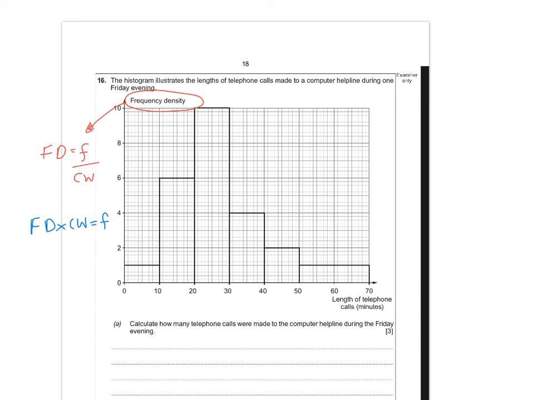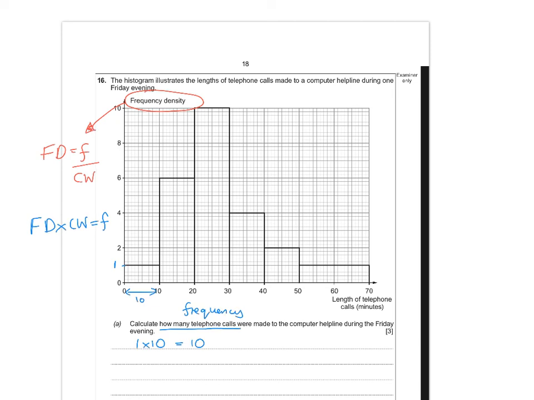So this question says, calculate how many telephone calls were made to the computer helpline during the Friday evening. So how many just means frequency. So it's the blue formula that I've written that I want to use. So reading off the frequency density here, 1, its class width goes from 0 to 10, so that is a width of 10. So for this bar here, I do 1 times by 10, which is 10.